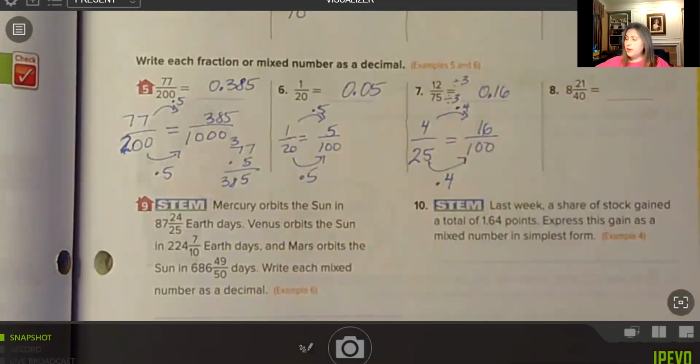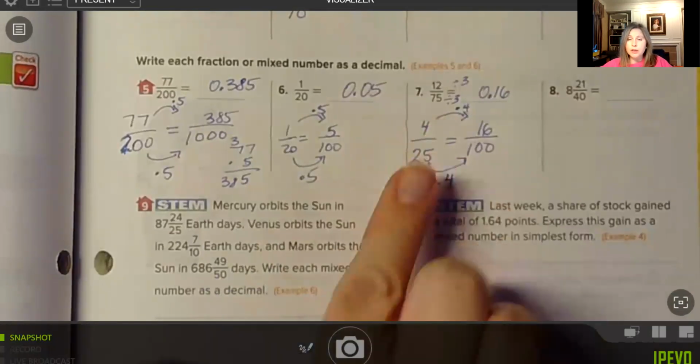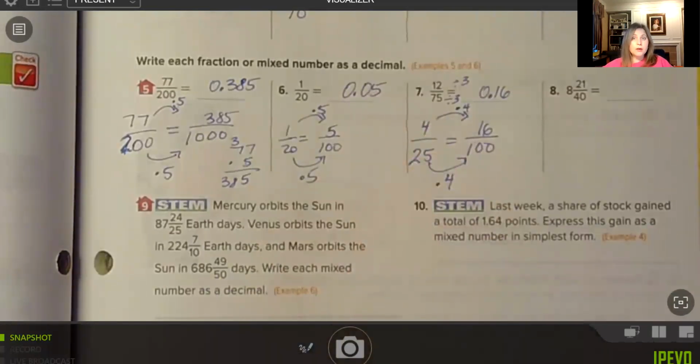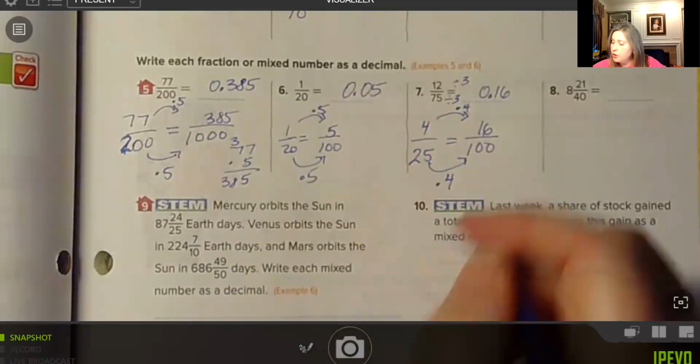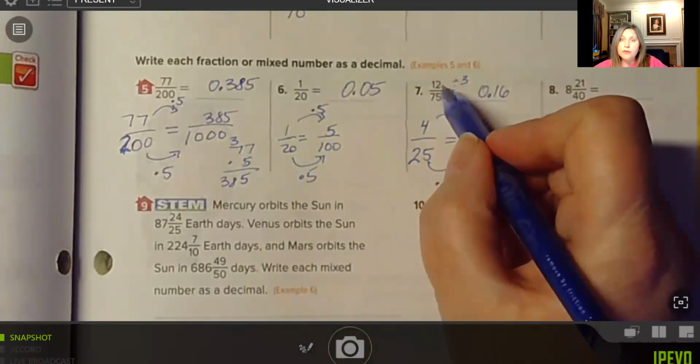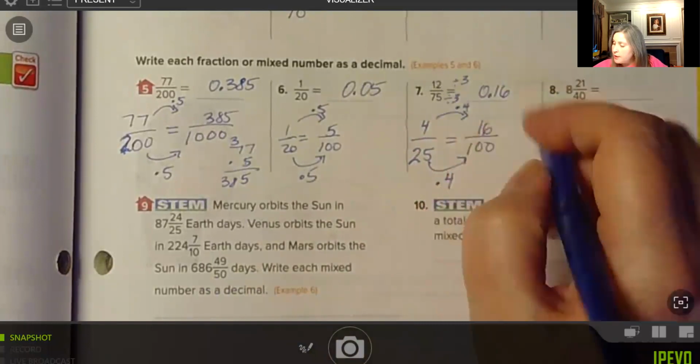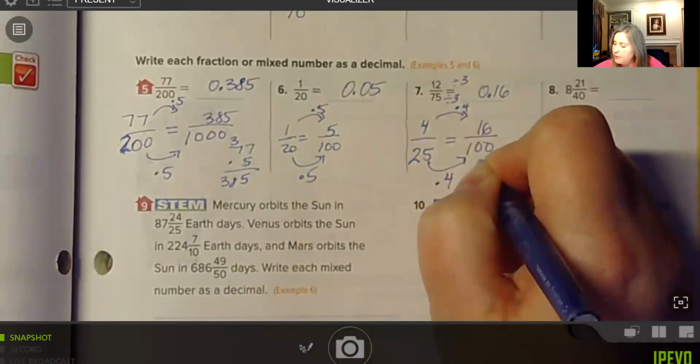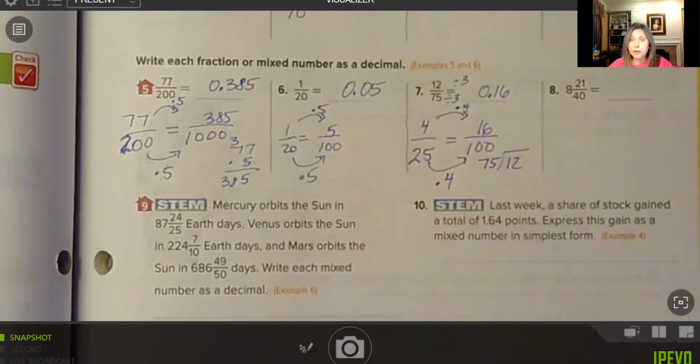Now, if you didn't see that strategy and you're thinking, well, I would never have thought to do that, no problem. Then what you can do is divide. This, remember, is a division problem after all. You can use long division to do 12 divided by 75. So you would set it up this way, 12 divided by 75, and use that decimal division that we practiced at the beginning of the year.